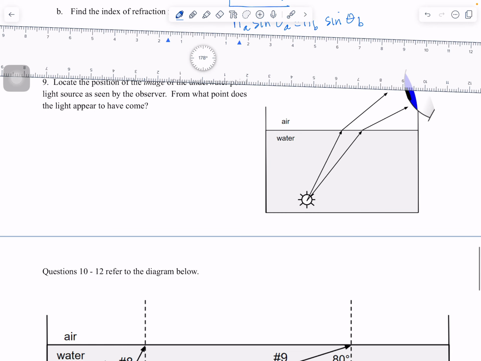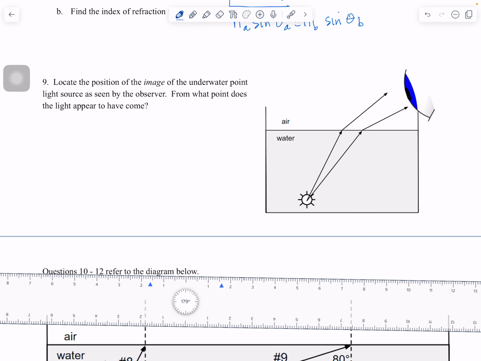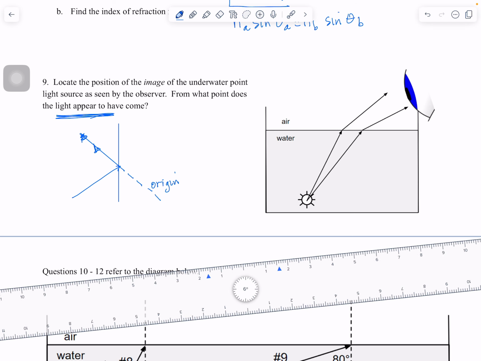Okay, so this one, locate the position of the image from the underwater point. From what point does the light appear to have come? So remember the example when we were doing reflected rays. If I have a ray coming into a mirror and it goes this way, so that is my outgoing ray. My eye thinks it originates from back here. So this is what my eye thinks is the origin. So you're going to do that same idea, only in this drawing.